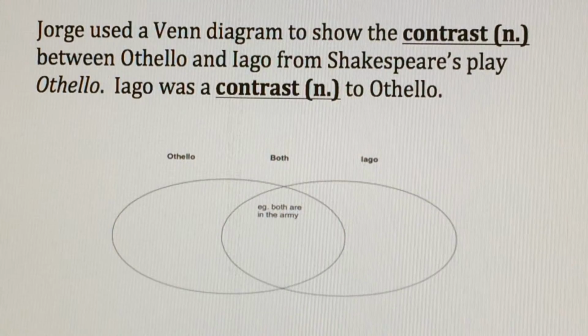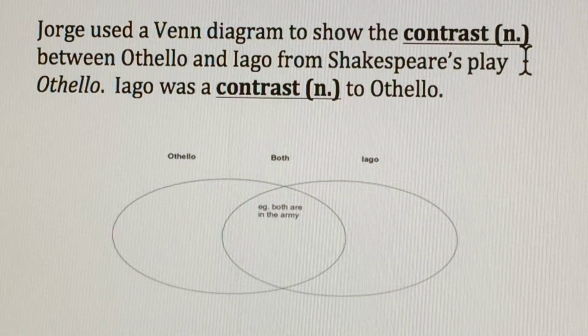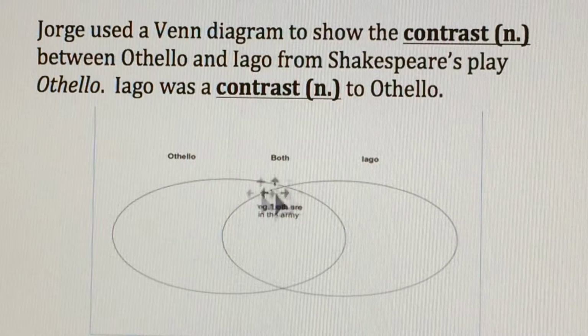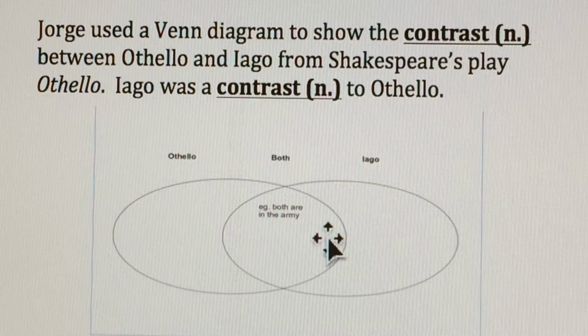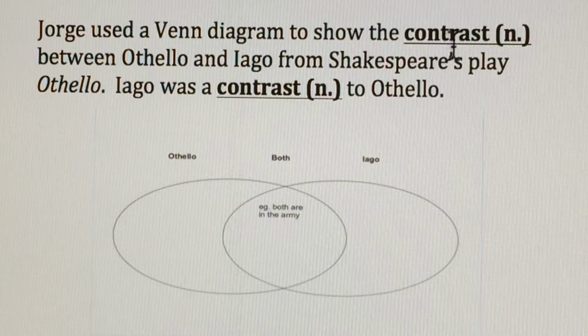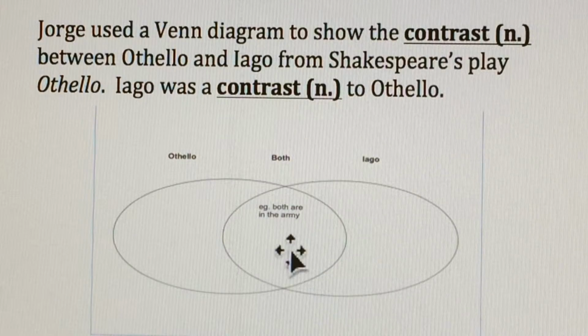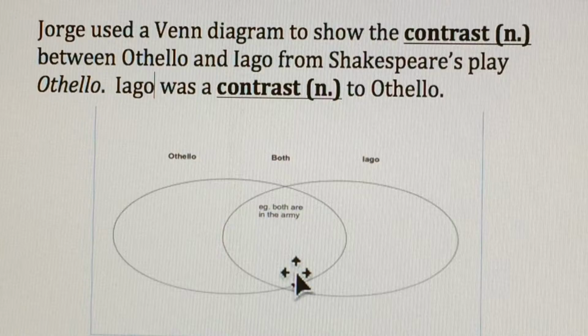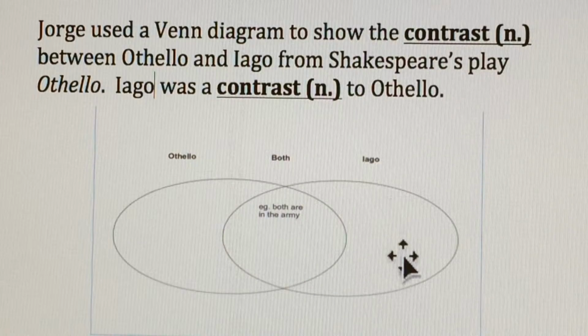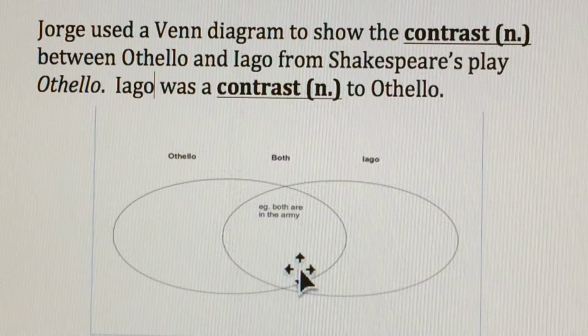Okay, so here in this first sentence, you can see that student Jorge used one of our popular reading strategies, compare and contrast, to show the contrast. So he looked at Othello and Iago closely together and tried to list their similarities, which we put in the center circle here. On the outside circles is where we show the differences. And in that way, you show the contrast.